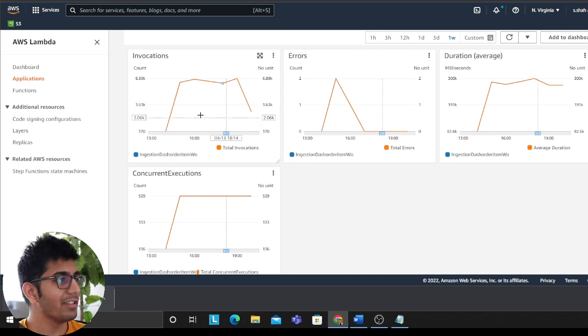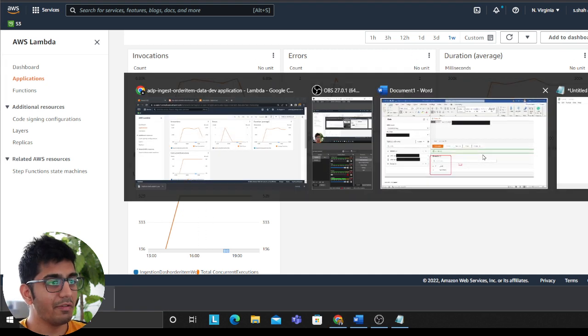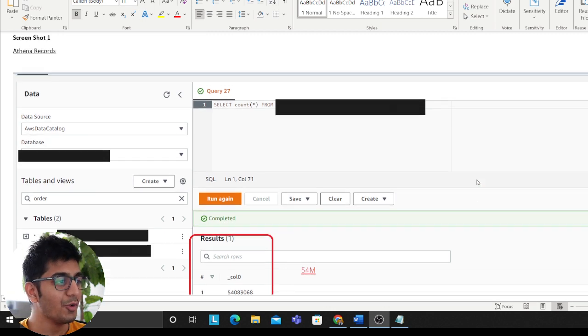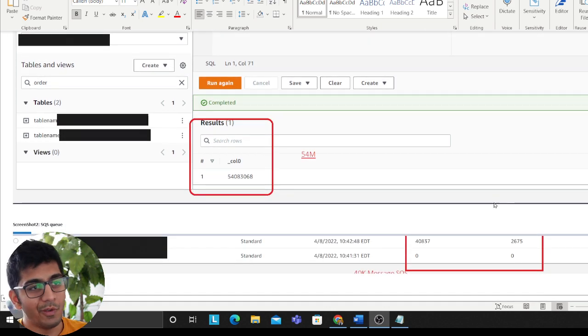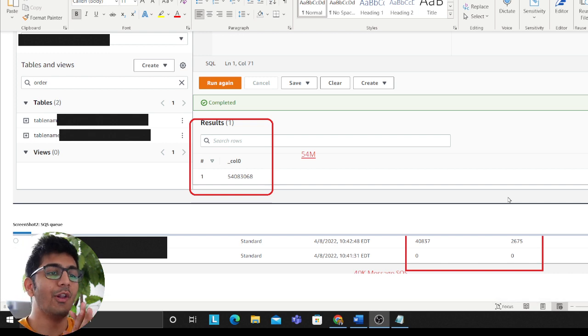I have personally tested, as I said, up to 50,000 records on SQS. It was truly mind-blowing to see how easily we were scaling up. We did not have to worry about anything. AWS did all the job for us.